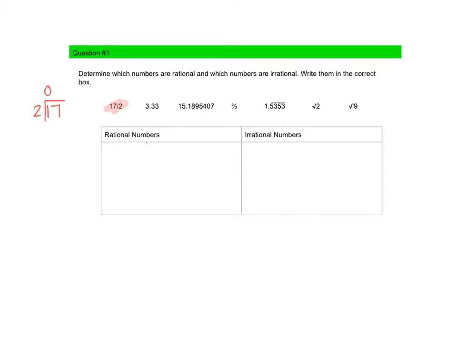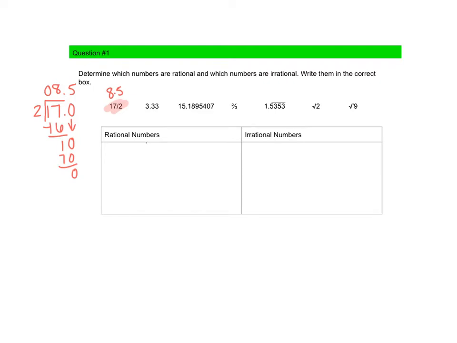2 goes into 1 0 times. 2 goes into 17 8 times. 8 times 2 is 16. Take it away, get 1. Create a decimal point and bring down the 0. 2 goes into 10 5 times. And we are done. So 17 over 2 is the same as 8.5.